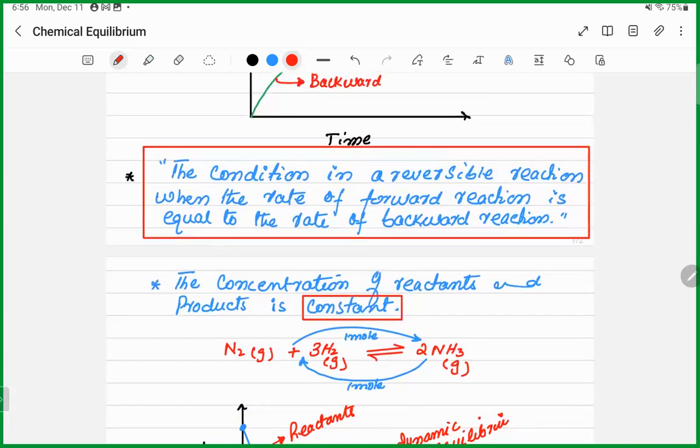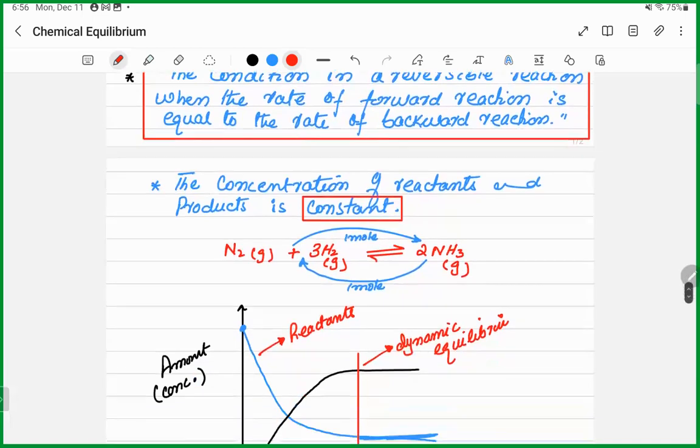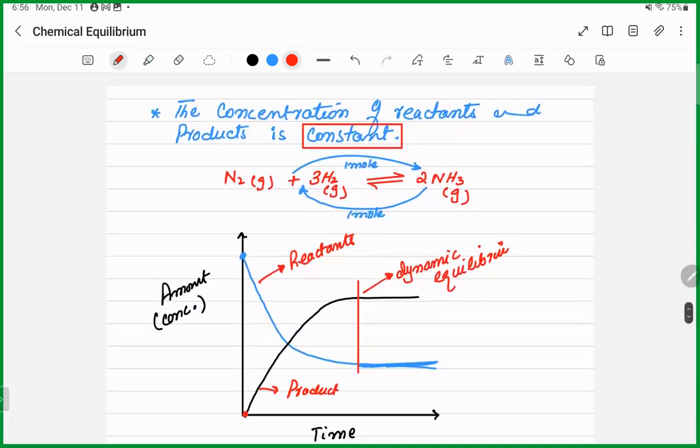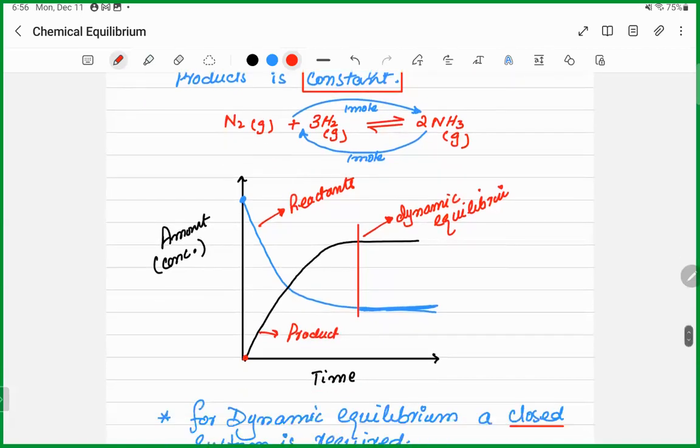Okay, this is the definition. The rate of forward reaction is equal to the rate of backward reaction. In dynamic equilibrium, the concentration of reactant and product become constant because the rate of formation of product and the rate of decomposition of product is the same in a dynamic equilibrium. ठीक है?